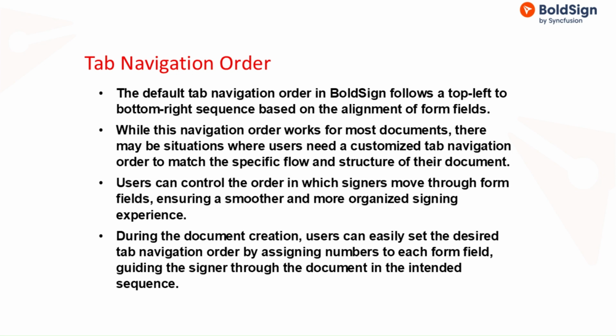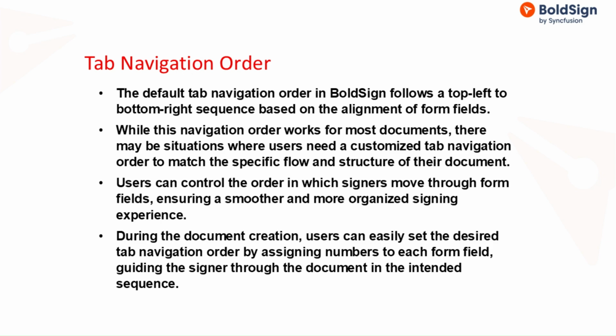With BoldSign's Index tab option, users can control the order in which signers move through the form fields, providing a smoother and more organized signing experience. During document creation, users can easily set the desired tab navigation order using numbers for each form field. This will guide the signer through the document in the intended navigation order and enhance the overall usability and efficiency of the signing process.